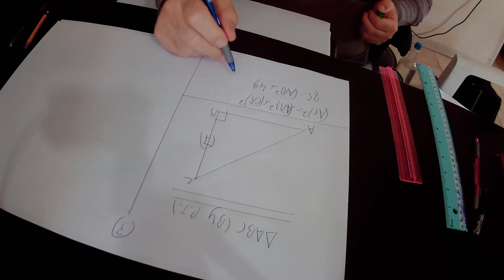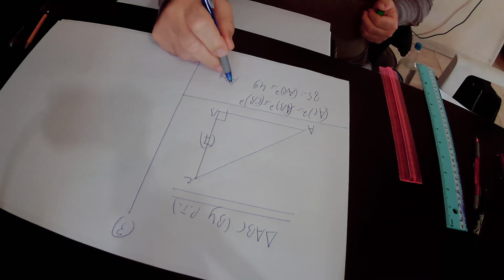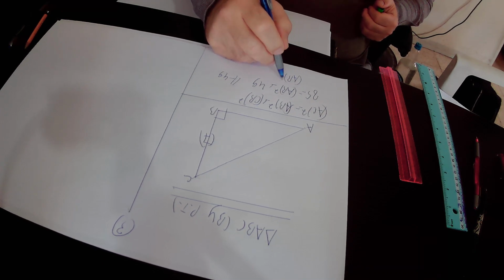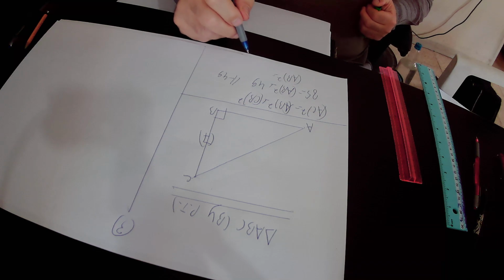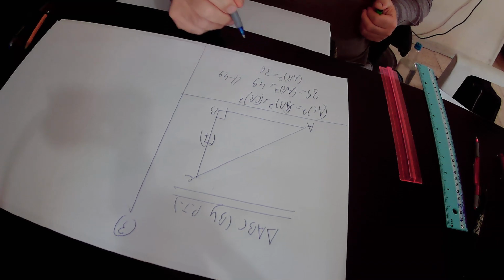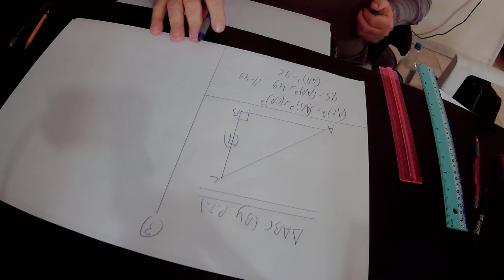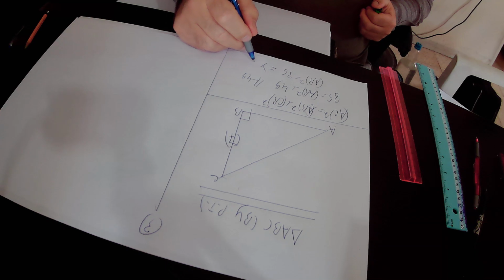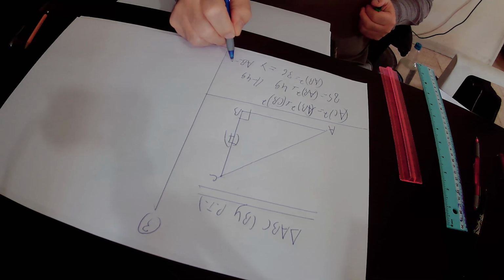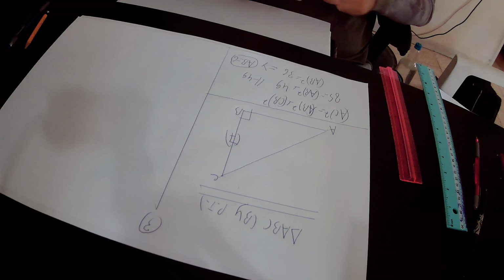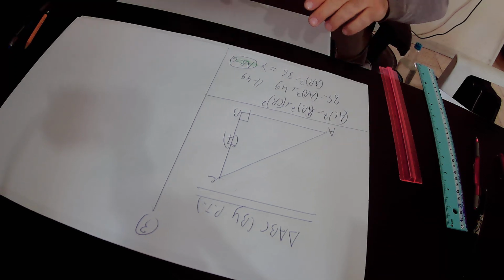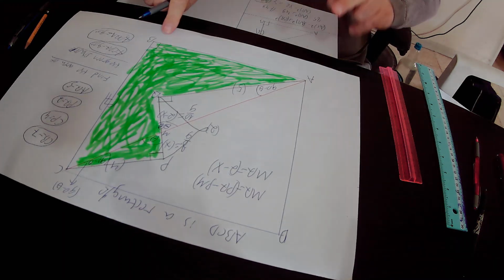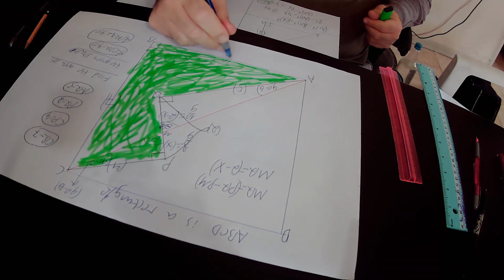Here we subtract 49 from this equation, and we get that AB square equals 85 minus 49, which is 36. So AB square equals 36. Here we take a root out of this equation. And finally we get that AB equals the square root of 36, that is 6. So AB equals 6 units in its length. So actually, this is side AB, and it equals 6 units in its length.